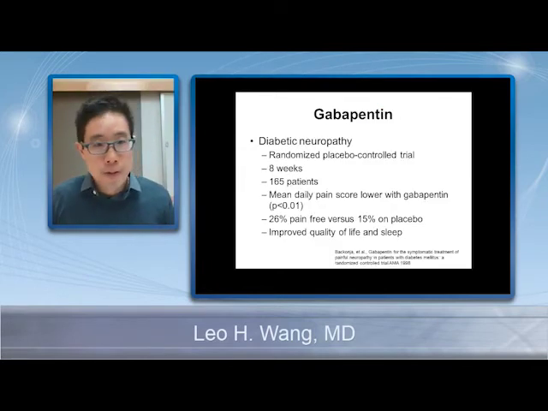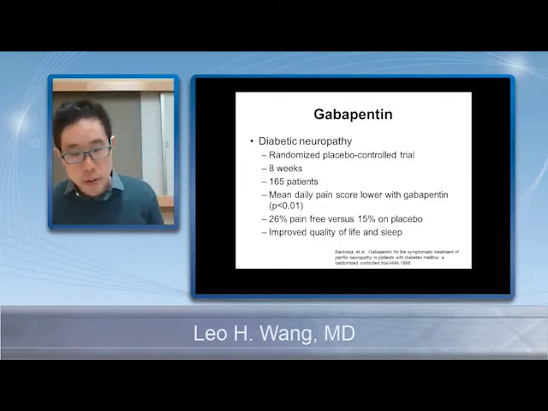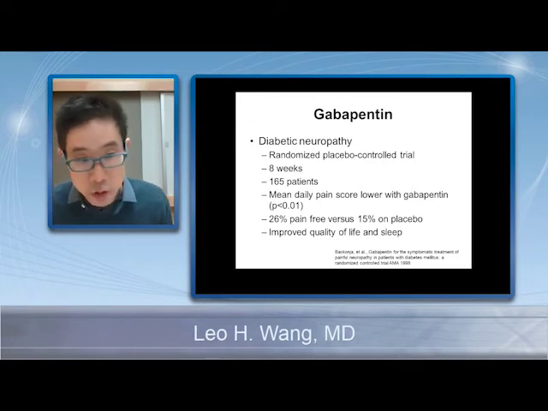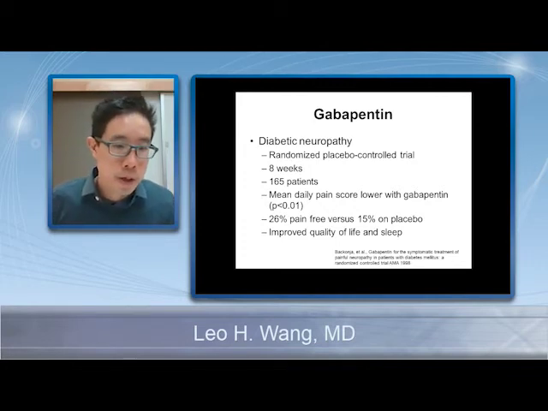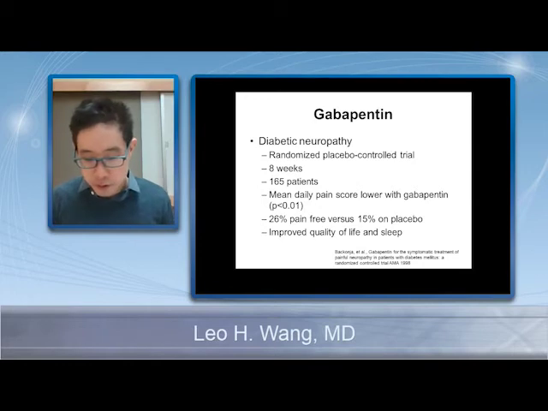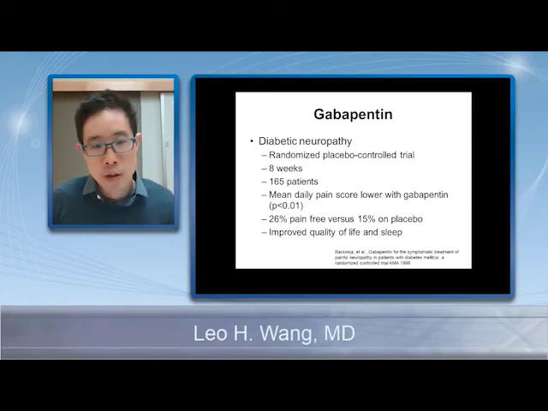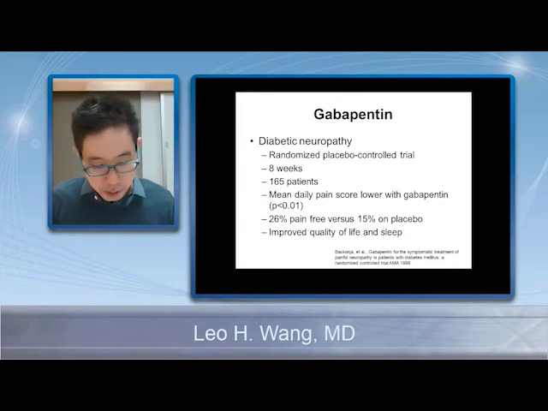In terms of the evidence in diabetic neuropathy, there's been a randomized placebo-controlled trial over 8 weeks, including 165 patients. The mean daily pain score was lower with gabapentin, and that difference was significant. 26% of the patients were pain-free versus 15% on placebo, and there was improved quality of life and sleep.